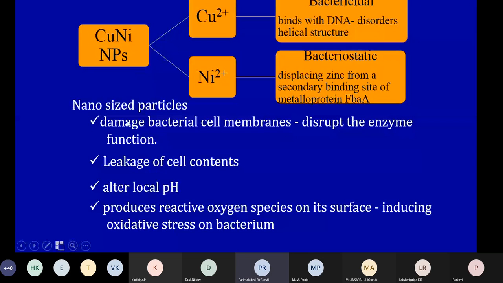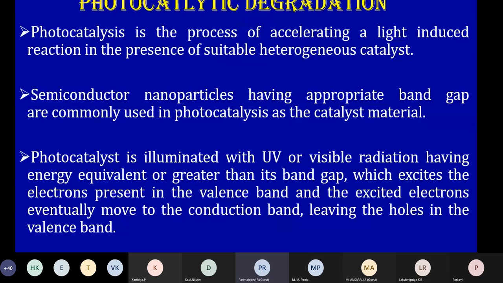Normally this nanoparticle damages the bacterial cell membrane and disturbs the enzyme function. It also alters the local pH. It also produces more reactive oxygen species. Normally it kills the bacteria. Thus this copper nickel nanoparticle acts as a very good antibacterial agent. The infected wastewater normally consists of many bacteria and viruses that lead to many diseases, which can be degraded using that nanoparticle.